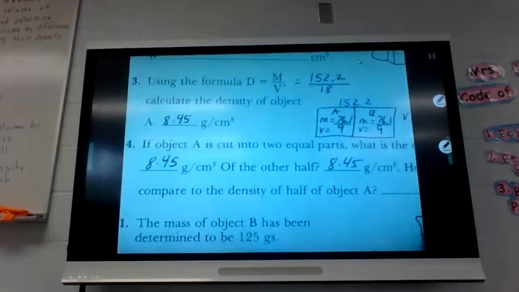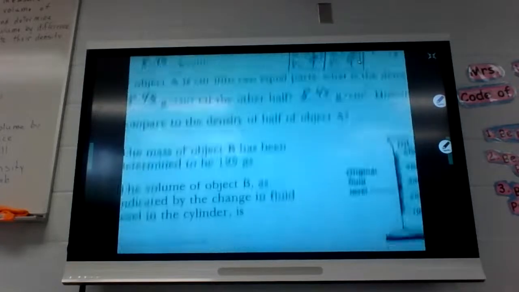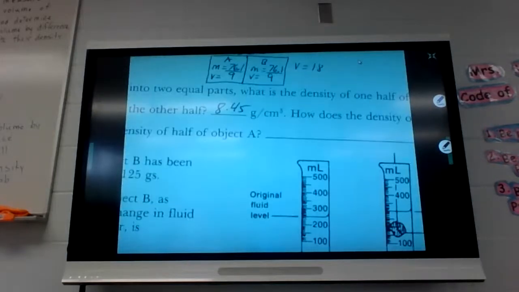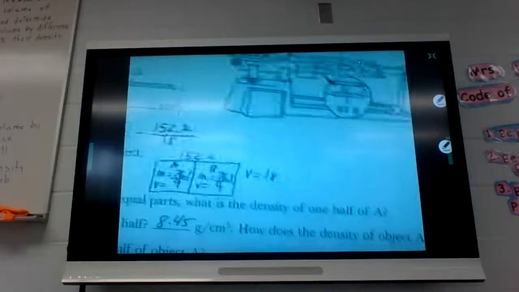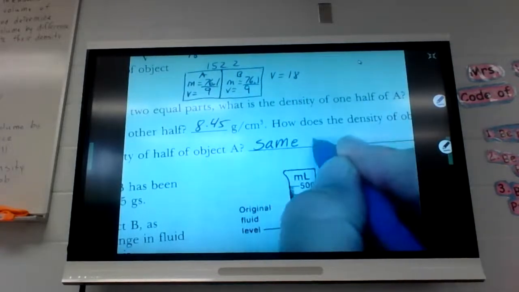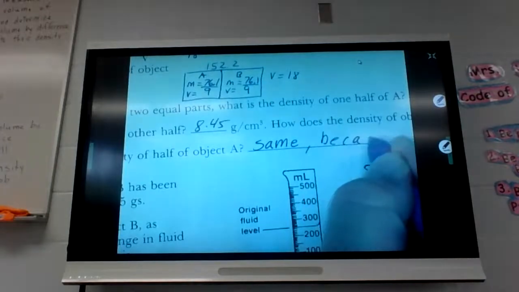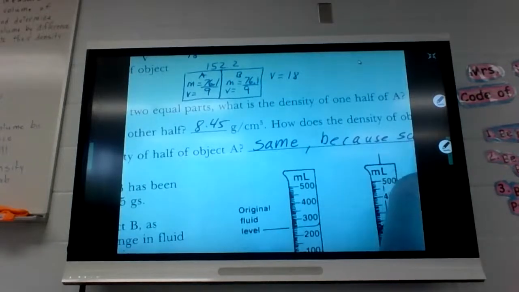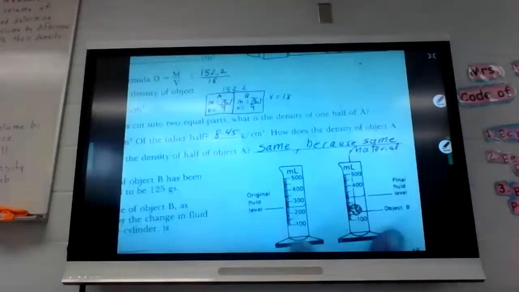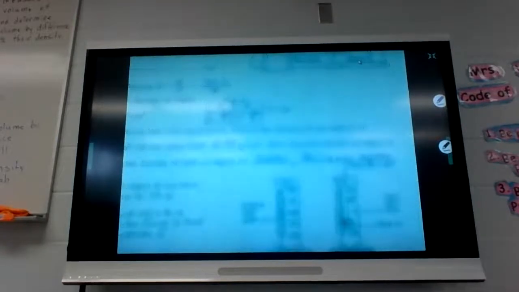Okay? So, to finish the question, how does the density of A compare to the density of B? They're the same. Why are they the same if I ask you on the test? It's the same material. That's right. They're the same because they're the same material.